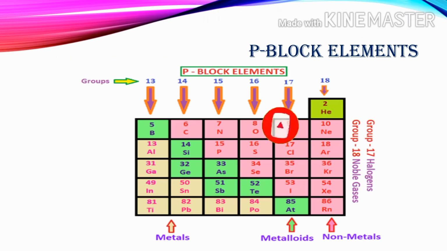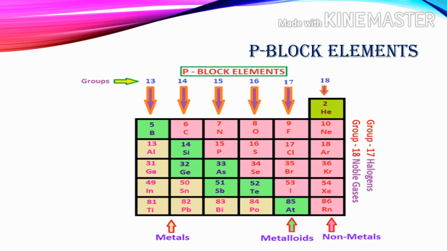In an element, when the valence shell electrons enter into the p subshell, those elements are called p block elements. These p block elements are arranged on the right side of the periodic table. So group 13 to 18 elements are called p block elements.